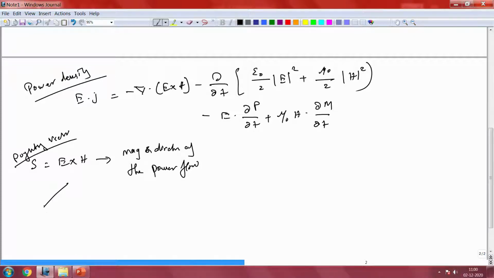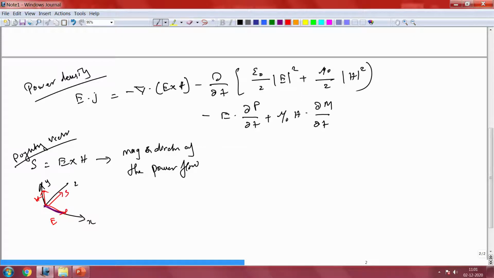So, if we represent this as x, y and z, let us say your electric field and magnetic field are in this direction, E and H, and your energy flow should be perpendicular to this. So the energy is going to move in this direction.